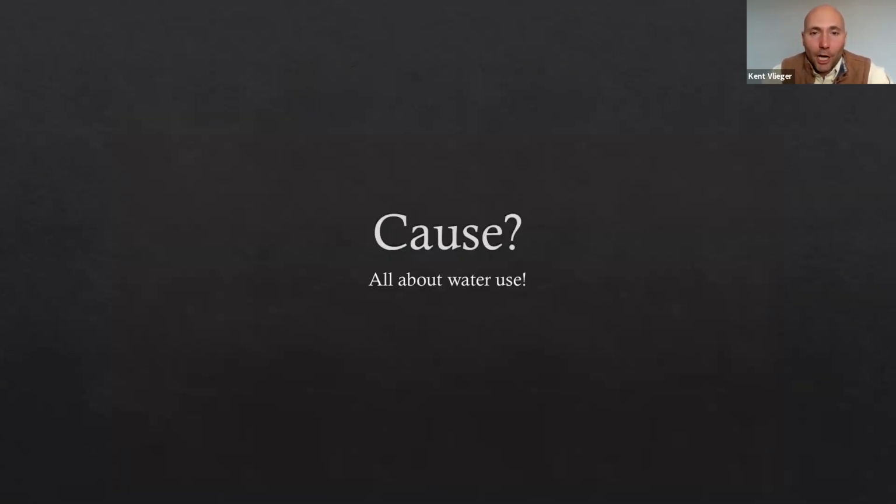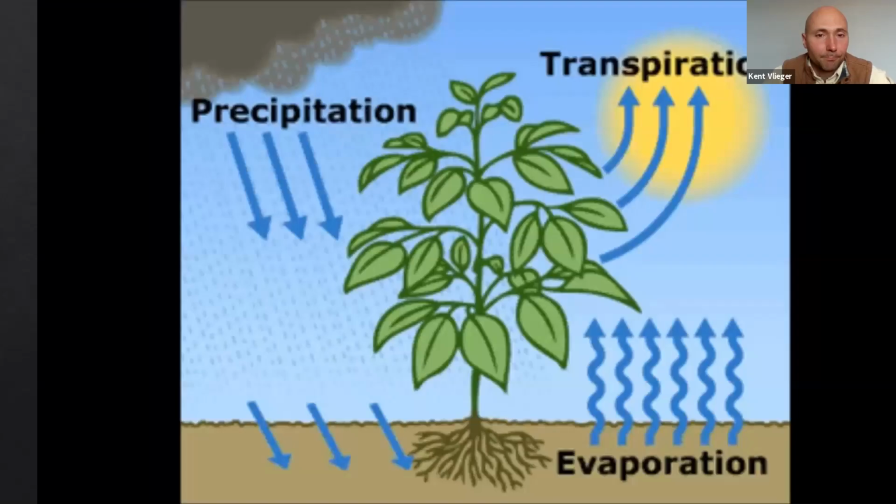Okay, so the cause. What is causing these salts? Are they just appearing out of nowhere? Are they falling from the sky with the rain? Or are they something that's always been there? It's just that now something is going on that's causing them to become a problem for our production.